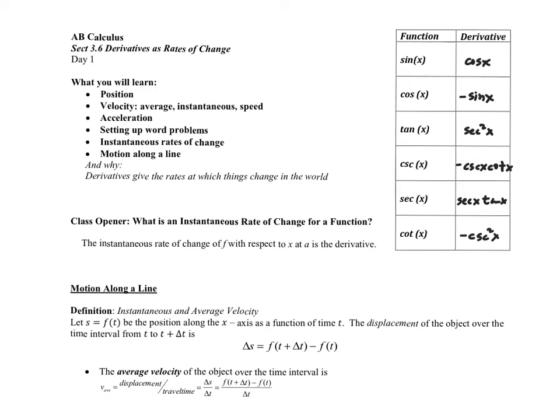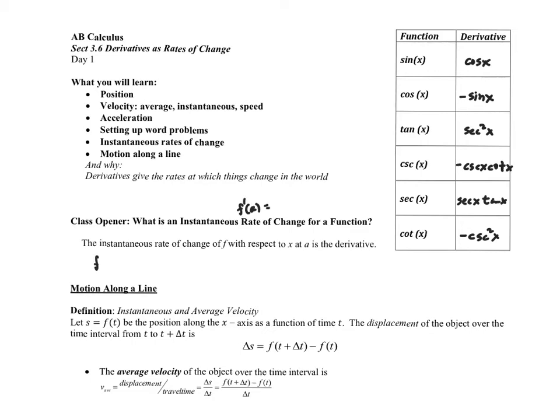Okay, let's get into this a little bit. We got class opener down here. Let's take a look at that. So it says, what is an instantaneous rate of change for a function? Well, it's the limit of the average rate of change as one x value approaches the other. So the two forms that we're most used to seeing, instantaneous rate of change of a function, let's say at x equals a, is considered f prime at a.